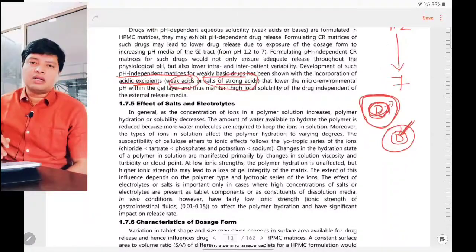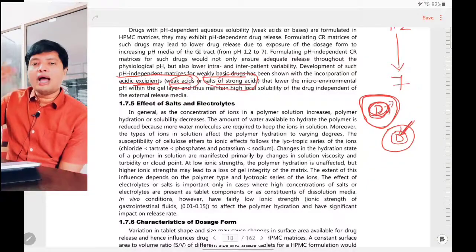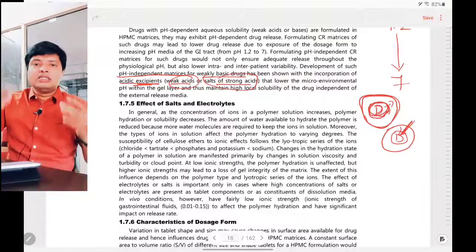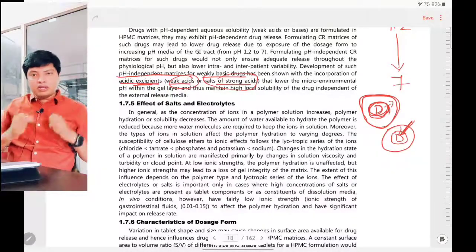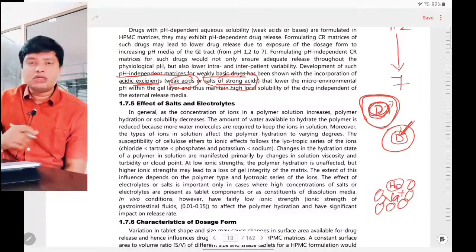Next is the effect of salts and electrolytes. We know this. If salts and electrolytes are present in higher quantity, they will withdraw all water molecules towards them. So Na+ is there, it will withdraw molecules of water, H2O, towards it.